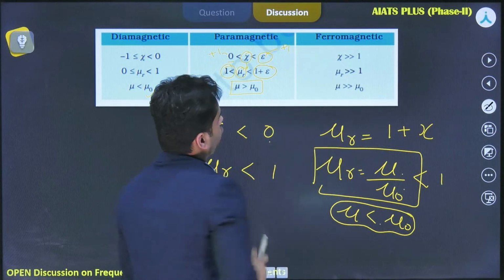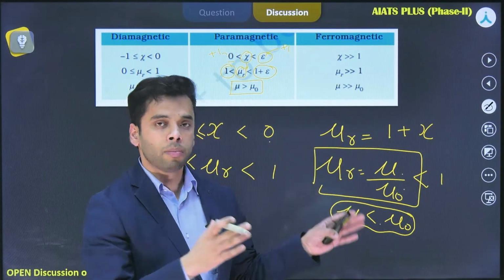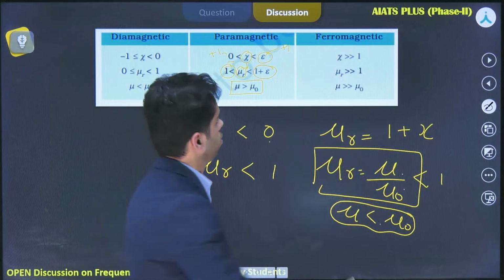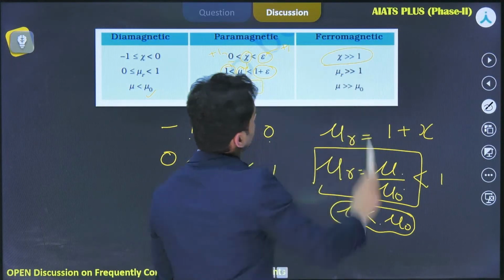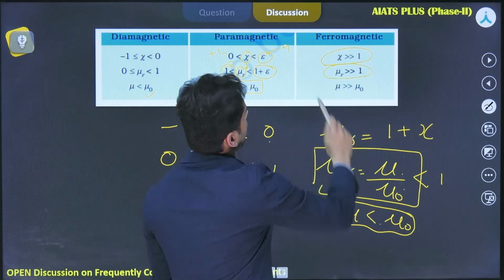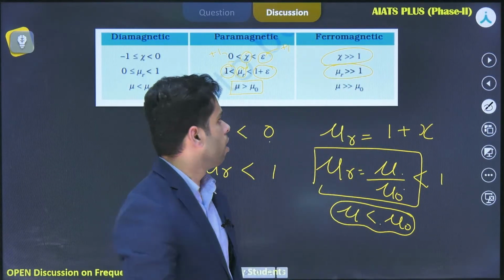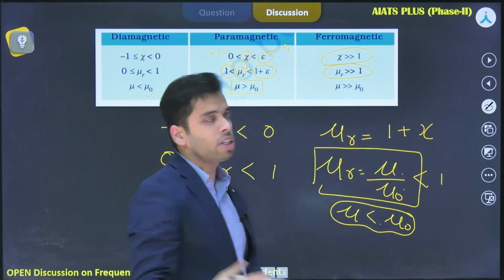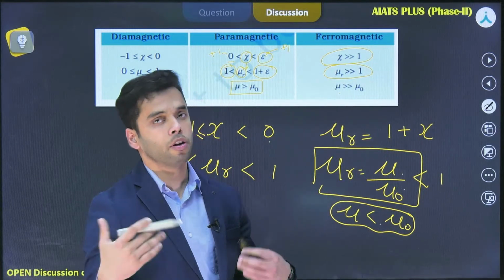Now let's talk about the ferromagnetic. For ferromagnetic, the susceptibility is much greater than 1. So the relative permeability will also be much greater than 1. And let's talk about the permeability of medium and free space. So obviously the permeability of the medium will be greater than the permeability of free space, right?